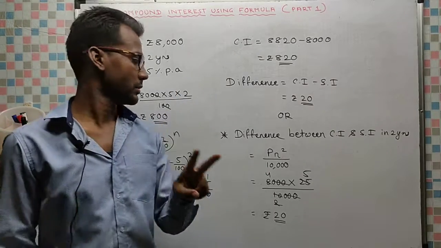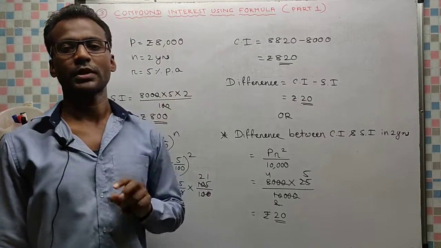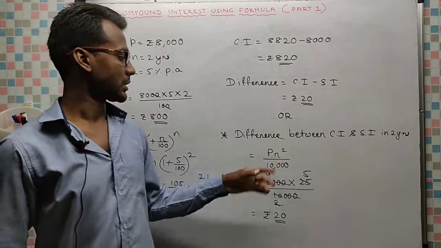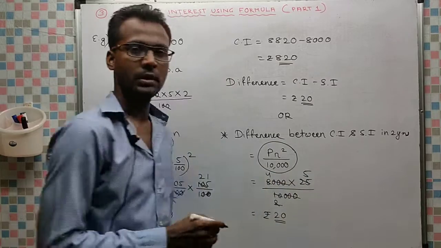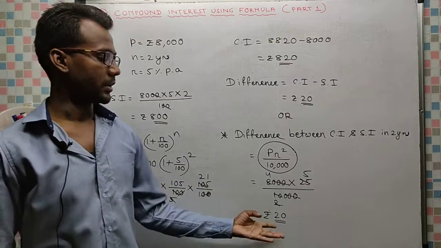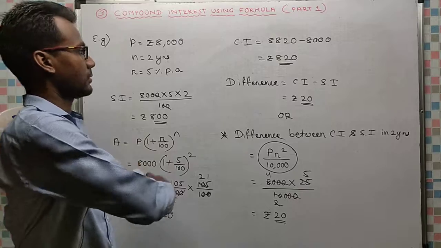So in the exam, if you get any question related to this difference between CI and SI for 2 years for a given principal, fixed rate of interest annually, you can use this formula P r square by 10,000. Directly you get the answer. You don't need to do like this. This is very lengthy.